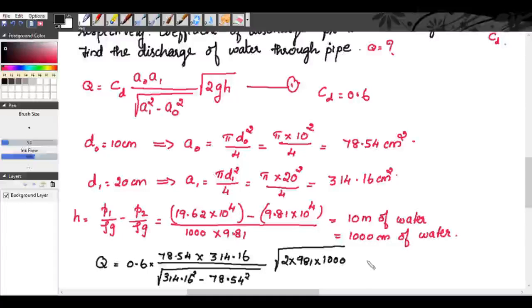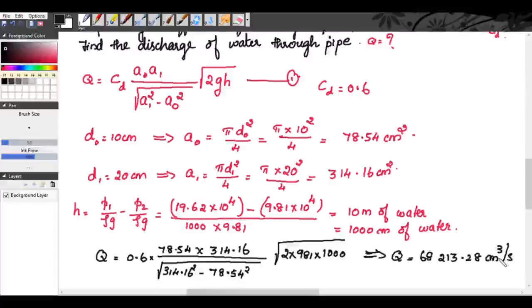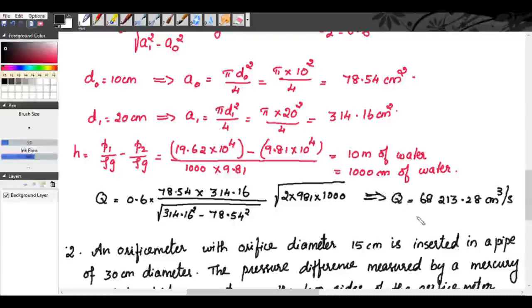So we get our discharge Q is equal to 68,213.28 centimeter cube per second. So dividing by 1000 we get Q is equal to 68.21 liters per second. We will move on to our second problem.